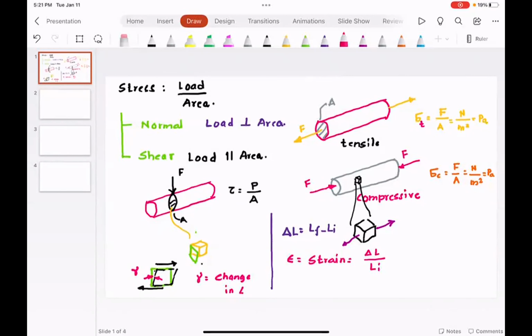Now, this would be a perfect time for me to tell you, please understand that the stresses that you have probably studied in mechanics of materials or engineering design are manifestations of these two preliminary stresses.